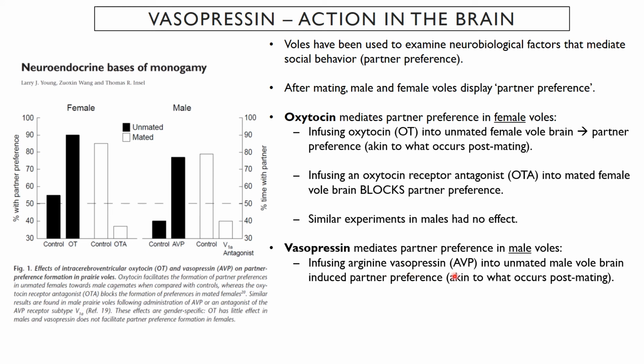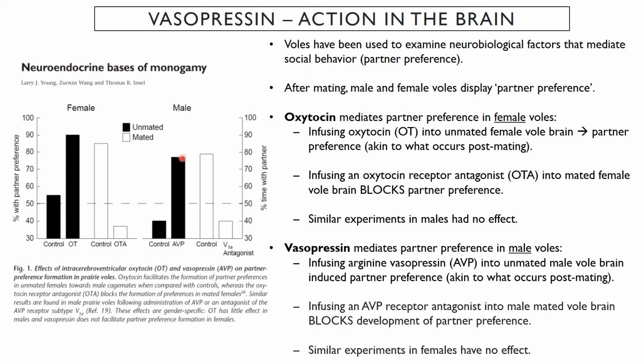So when you infuse arginine vasopressin, it's essentially vasopressin, into an unmated male brain, he is more likely to show preference for the female that he was with when he got the vasopressin. When you put a vasopressin antagonist into the brain to block vasopressin action, now that male will no longer want to show partner preference for the female that he actually mated with. So normally he would want to spend time with his female partner, nearly 80% of his time. But if you put an antagonist in there, you can break that bond.